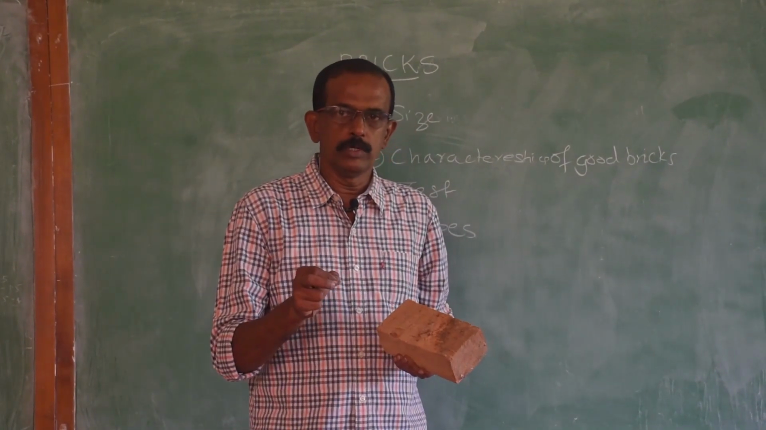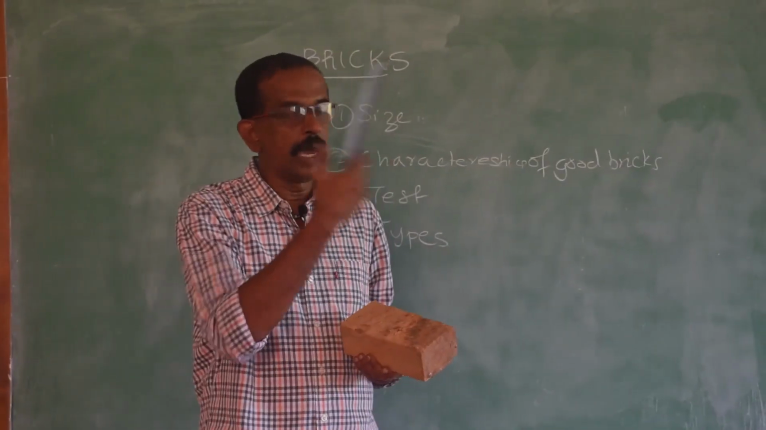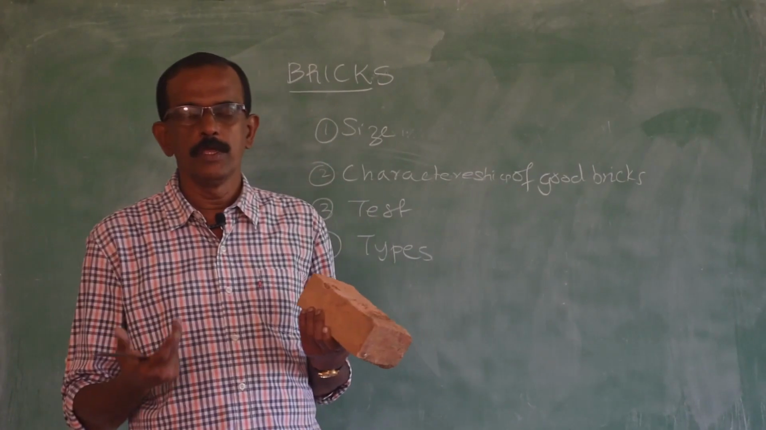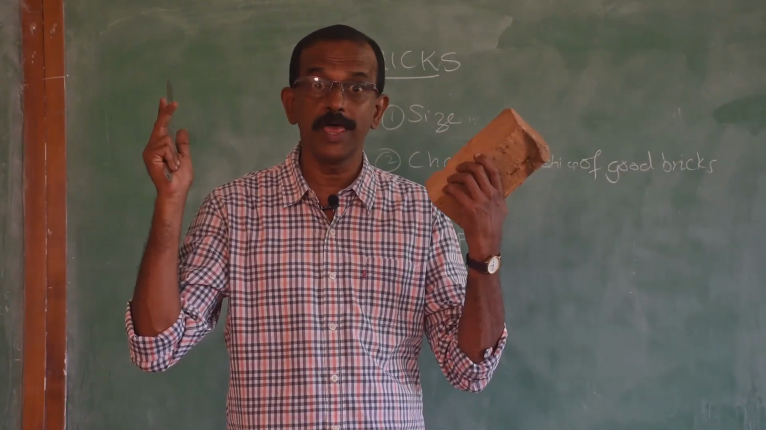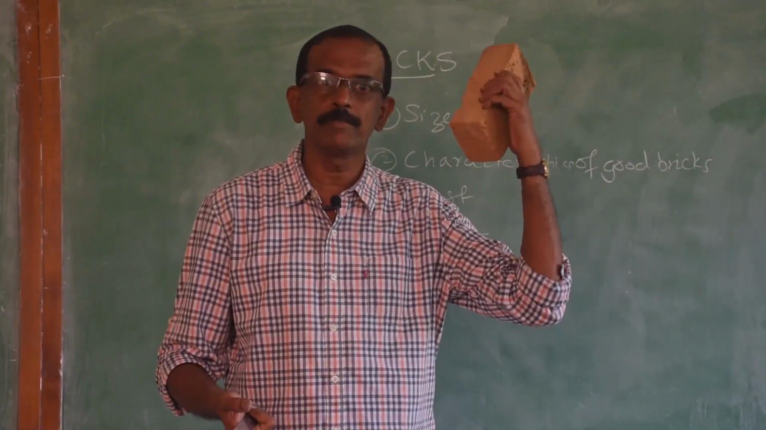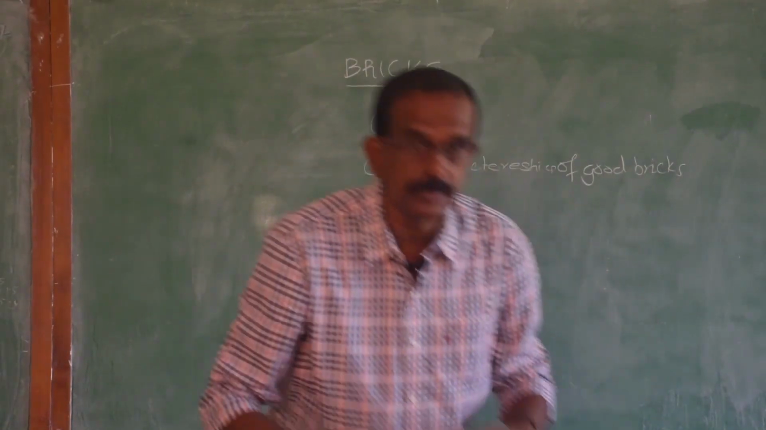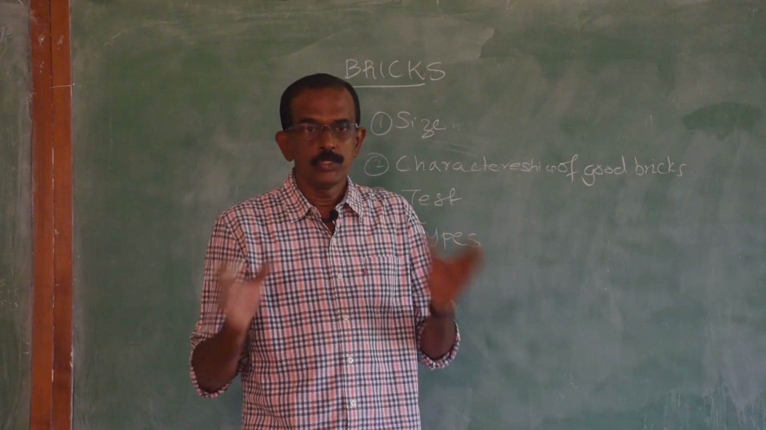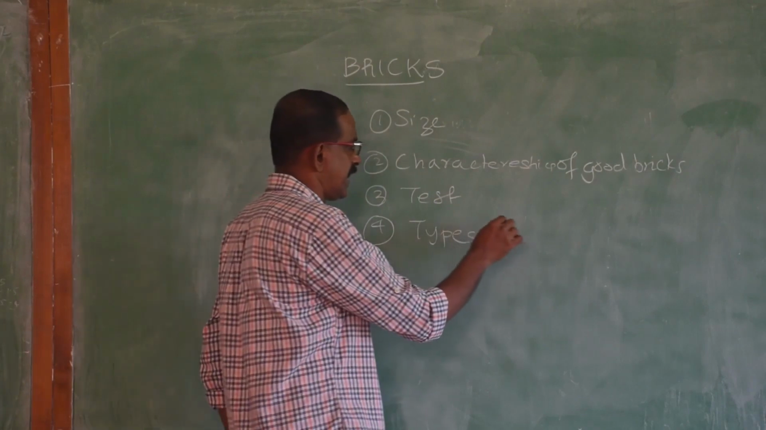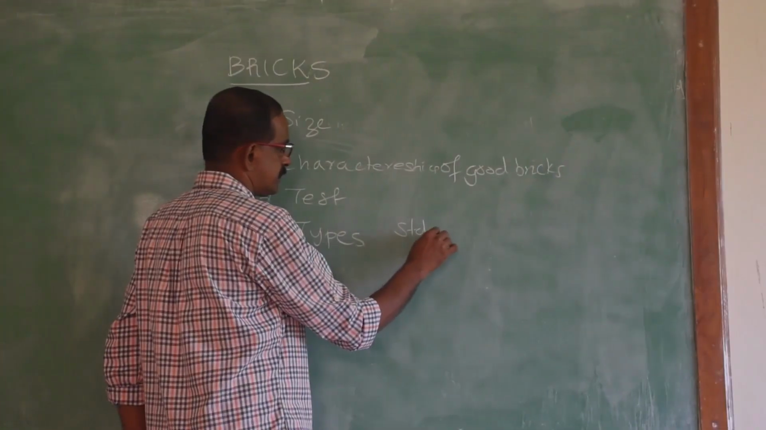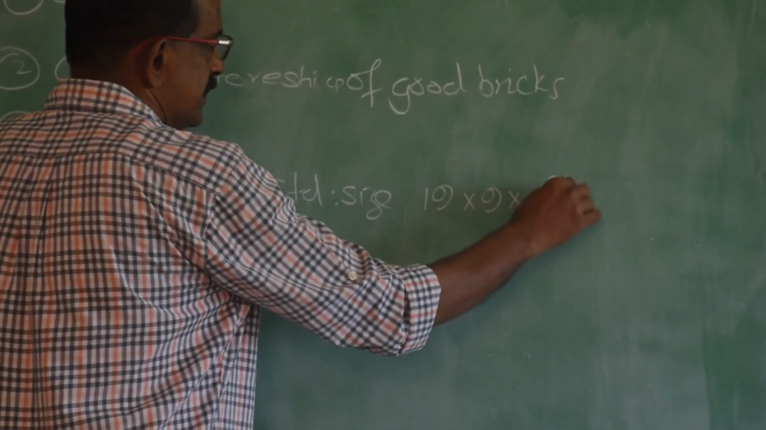But if you go to another nearby campus or another place, say for example, if you go to Aluva, the dimension of the brick may be different. If you go to Perumbavoor, the dimension of the brick may be different. If you go to Trivandrum, or Bihar, the dimension may be different. So, place to place, the size of the brick may change. That is why the standard size of the brick is taken as 19 by 9 by 9 centimeters.